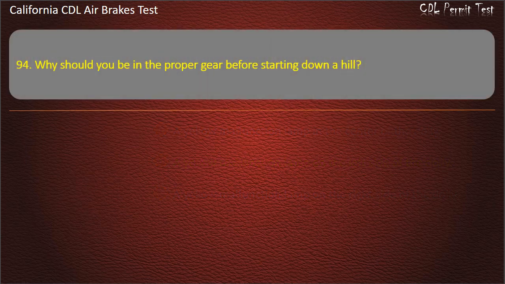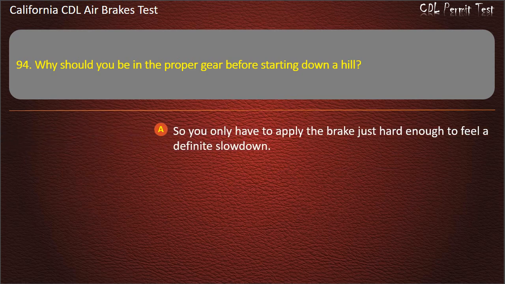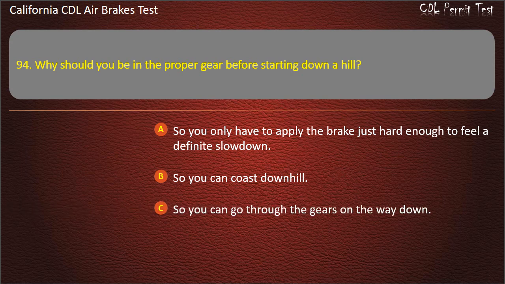Question 94. Why should you be in the proper gear before starting down a hill? So you only have to apply the brake just hard enough to feel a definite slowdown. So you can coast downhill. So you can go through the gears on the way down. Answer. So you only have to apply the brake just hard enough to feel a definite slowdown.